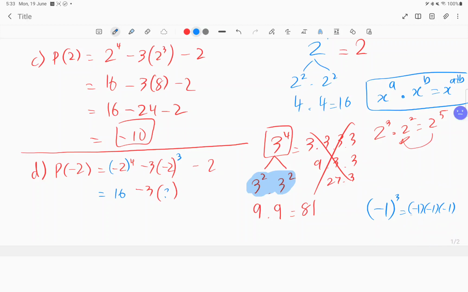And negative 1 times negative 1, one of the pairs will become positive, right? But you still get another negative 1 here. And that's why the final answer will be negative 1.